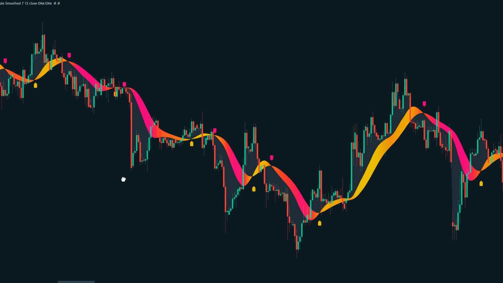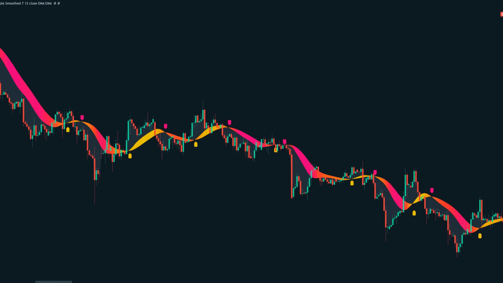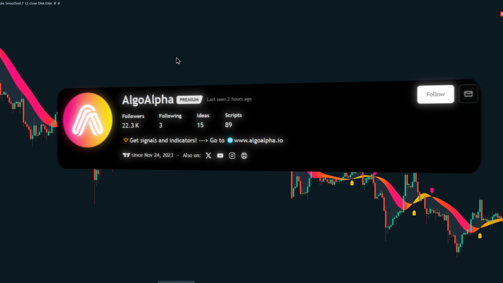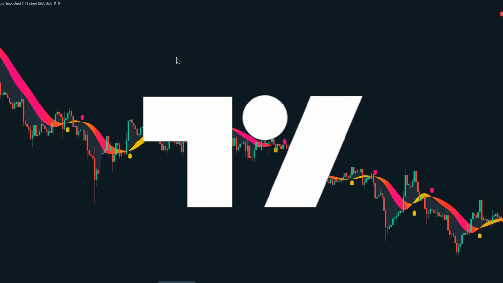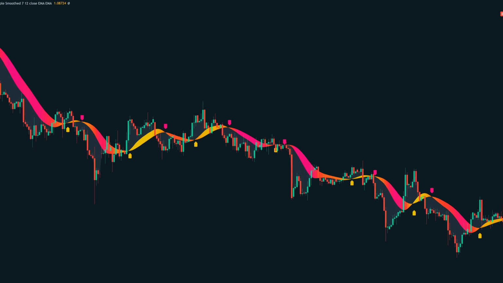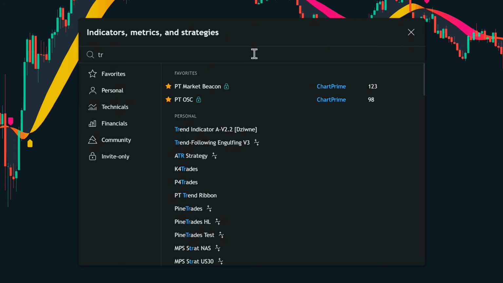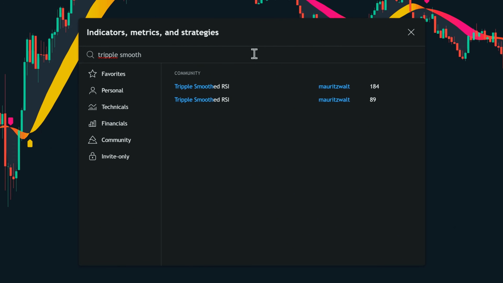This is a video about a super accurate trend indicator known as the triple smooth signals by Algo Alpha. To add this indicator to your chart, you want to go to TradingView, open the 5-minute time frame of Euro USD, and then click on Indicators. After that, type in triple smooth signals and go with the one by Algo Alpha.